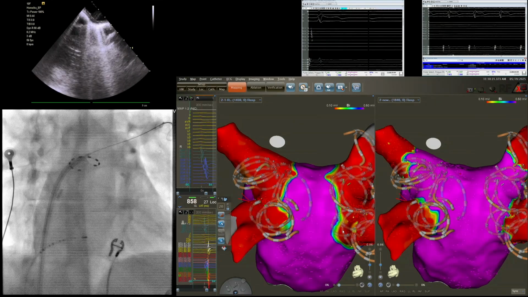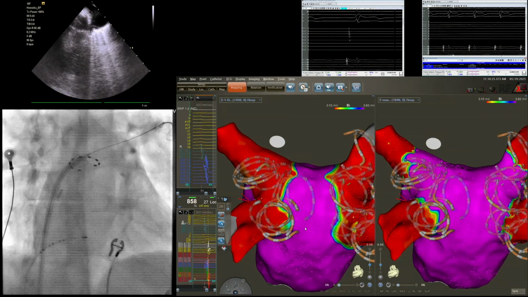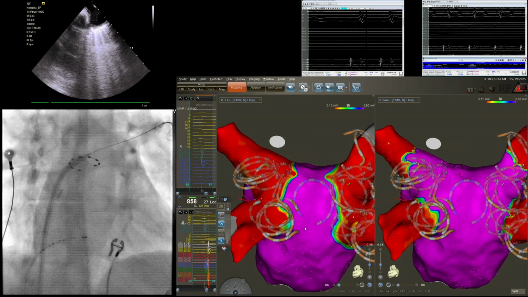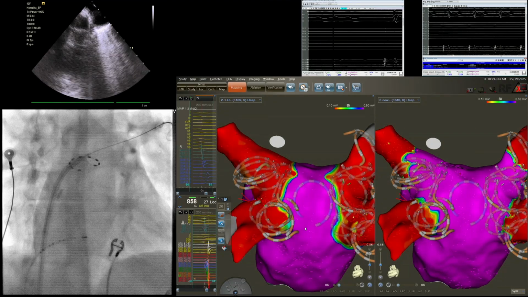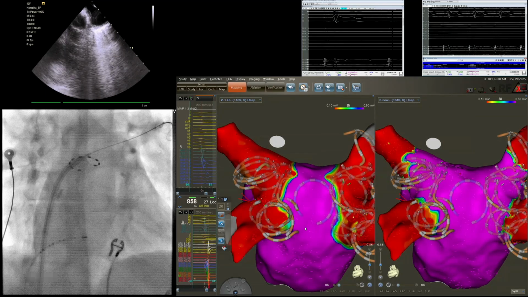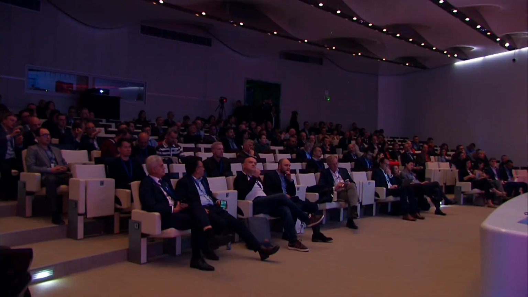So we are using this for all these technologies now. Actually, I don't remember when we did our last double transseptal. Okay, so single. Single answer. Okay, any other question?